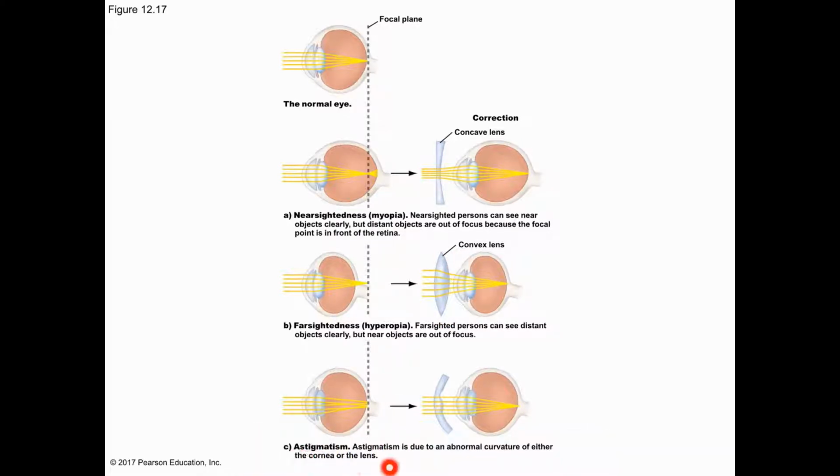The other form of abnormality in the eye is something called astigmatism, which is due to abnormal curvature of either the cornea or the lens. So there are some abnormalities in the way the cornea or the lens is curved. So we will have different images falling on different focal points on the retina, and this will be corrected through a special lens.